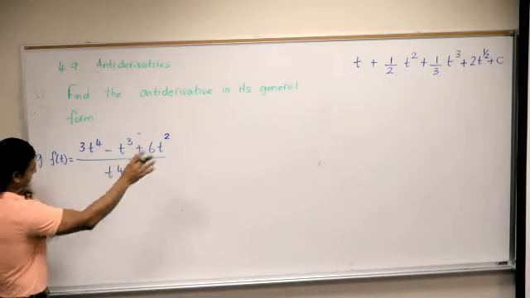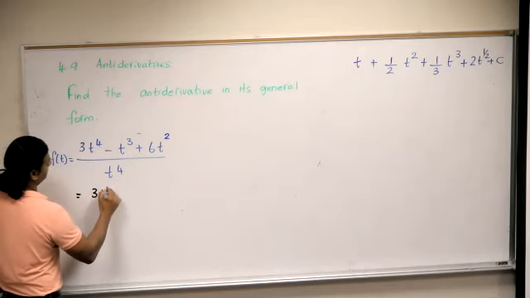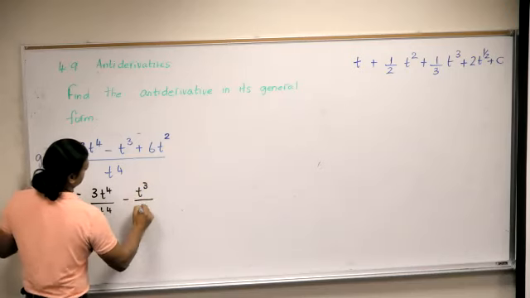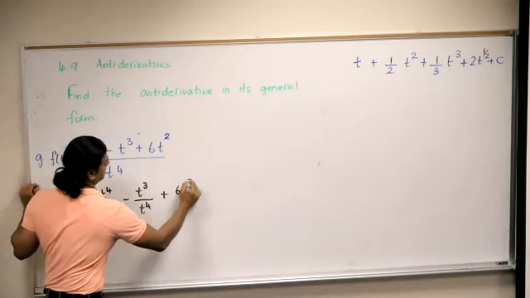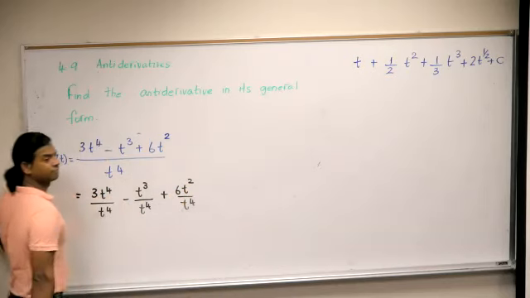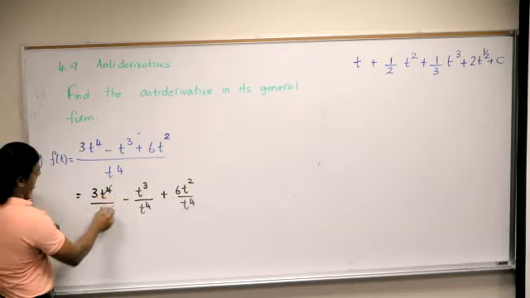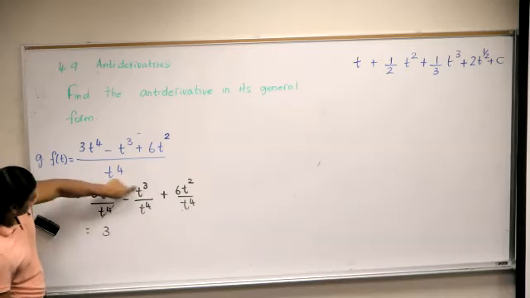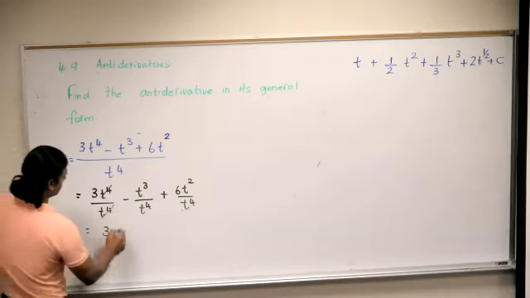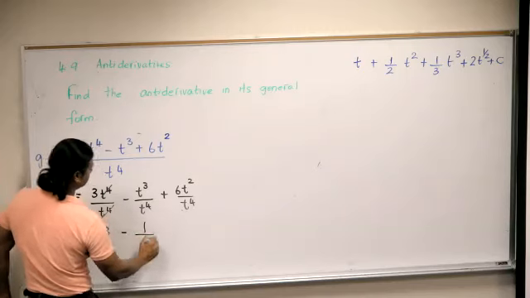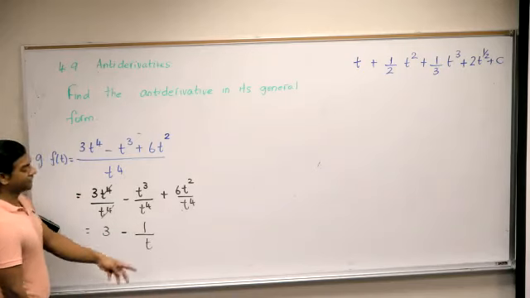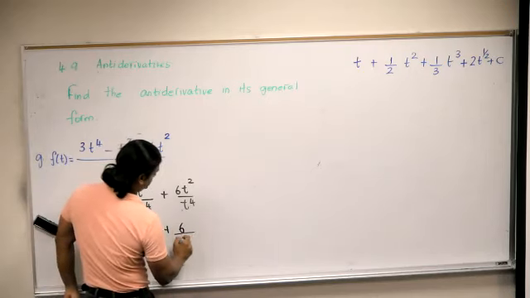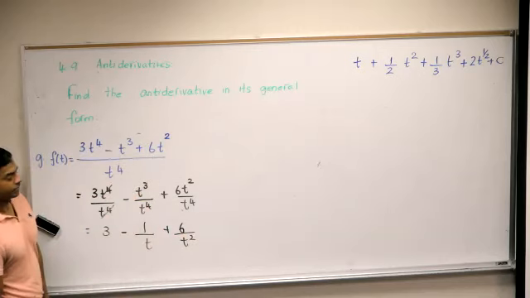First step, split it up. Yes. Those two will go away, so I have 3. What do we do over there? Well, t cubed, t raised to 4. I can write this as 1/t, or t raised to -1. Good.